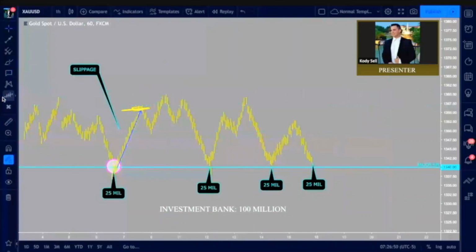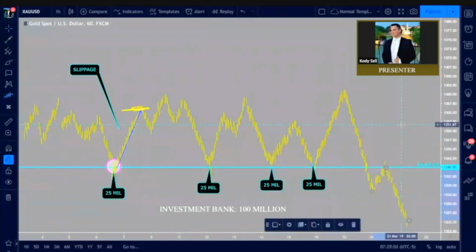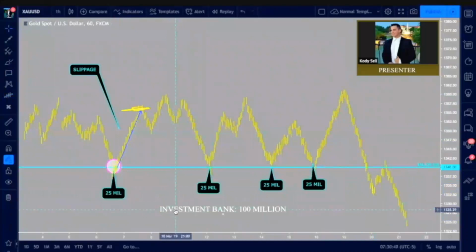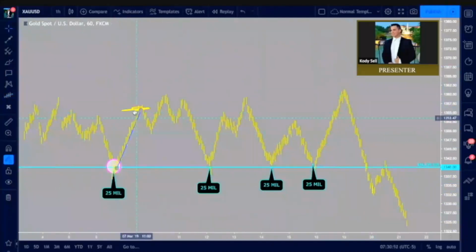So what's going to happen now? Price is pushed away, right? When this $25 million order is filled, it pushes price up. What's going to happen now when price returns to this level? There are no more buy orders there. So now price is going to break this level, retest, and then continue down. So this area down here, I'm going to get rid of this, get rid of slippage, get rid of this.